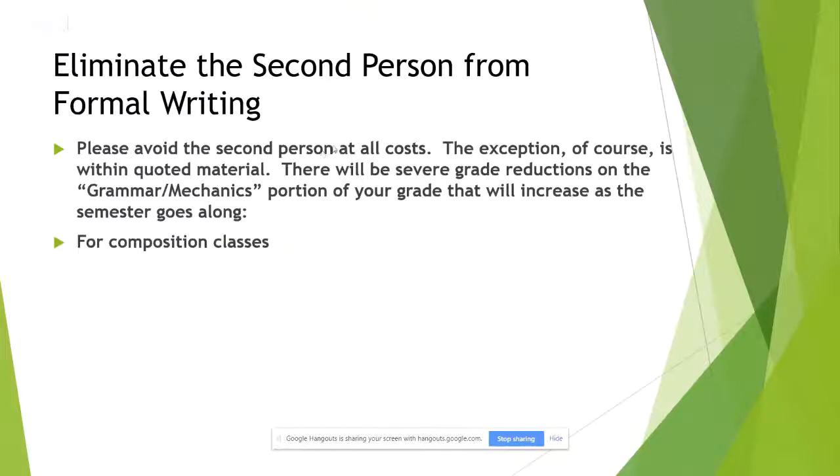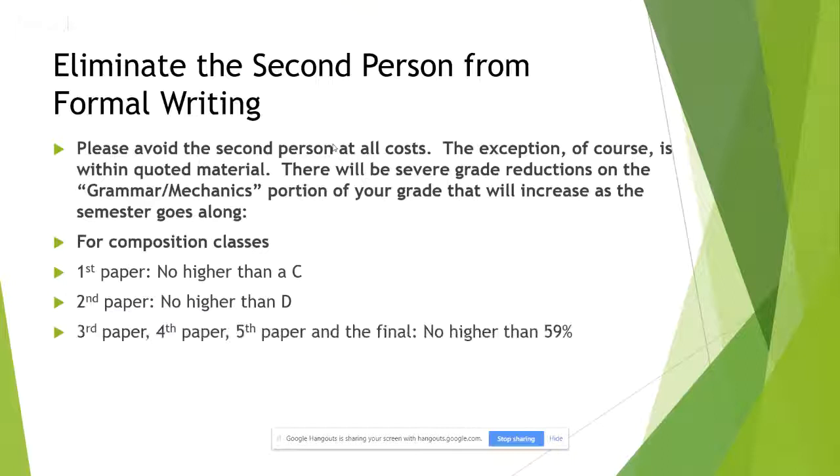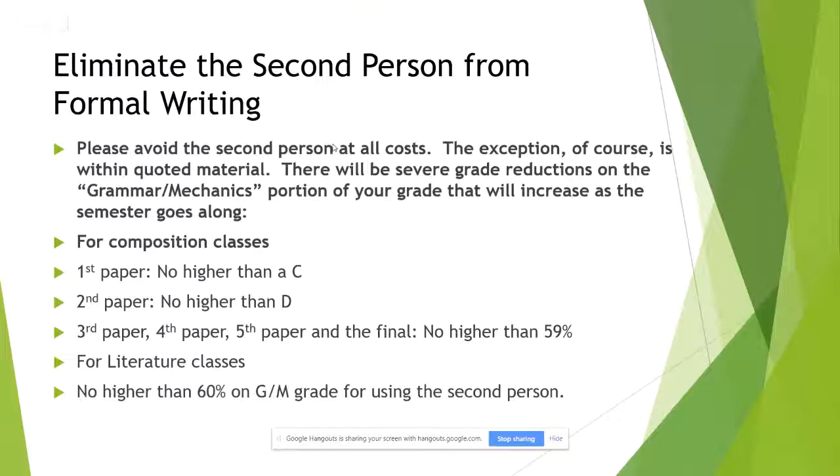But there are severe grade reductions. So in English 101 and 102, those are composition classes, on your grammar and mechanics grade, you get no higher than a C on the first paper, no higher than a D on the second, and then on the remaining papers no higher than a 59%. And that's just your grammar and mechanics grade, but still, if you get a failing grade on that section, it's a full letter grade off your paper. Now, for literature classes, since these are sophomore level classes, you should be avoiding this anyway. So you wouldn't get higher than a 60% on the grammar and mechanics grade if you have the second person. So do take note of that as you're writing your essays.